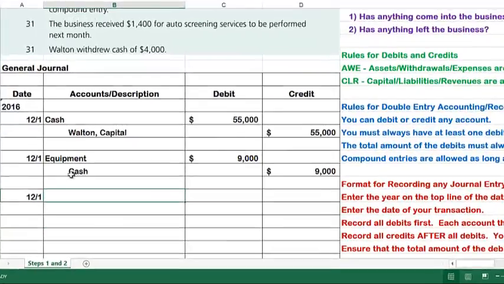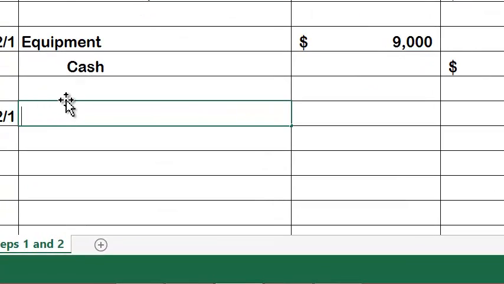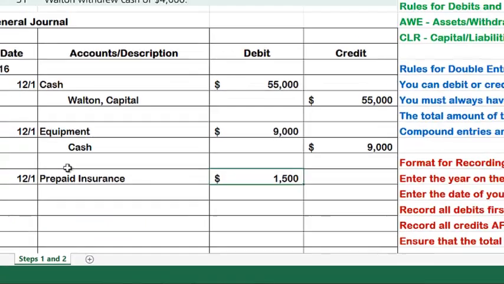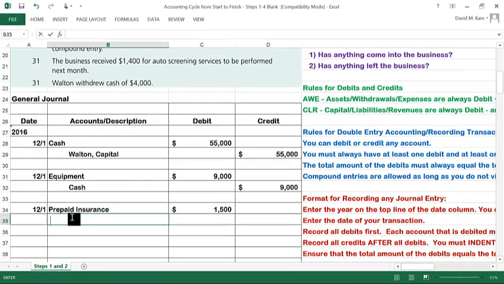So we will debit that. Again, that's an asset account. And prepaid insurance is a prepaid expense that we will have available to us, in this case, for the next 5 months. So we debit that for $1,500, and we credit cash for $1,500. Again, one asset is coming in, prepaid insurance, and one asset is leaving the business, in this case cash.